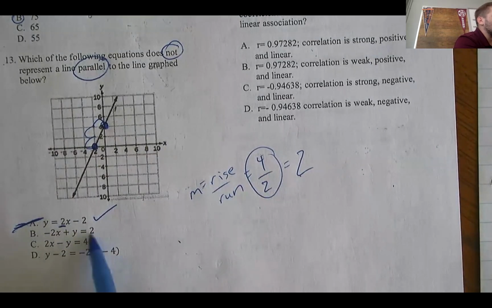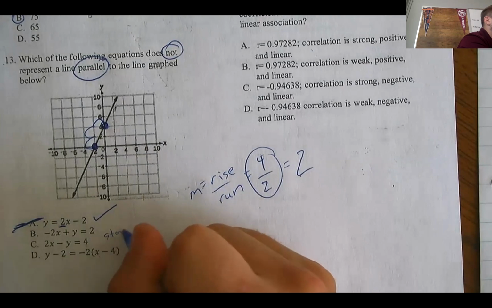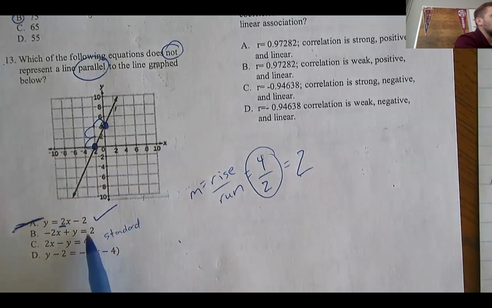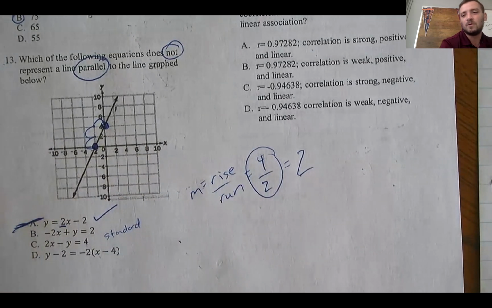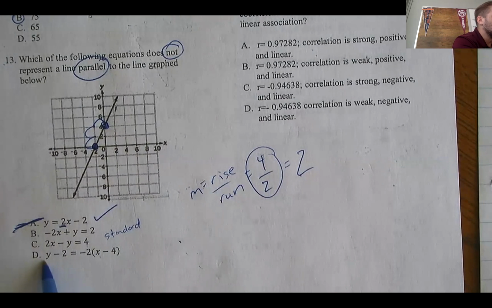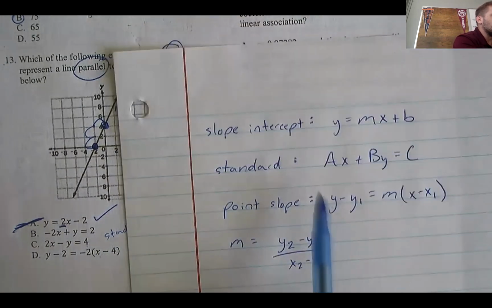Ooh, B and C are both in standard form. So what we would have to do is convert them to y equals mx plus b in order to figure out the slopes. Let's save that. If we need to, we can do it, but let's actually look at our last equation. So this last one is, what form is that in? That's in point slope form.